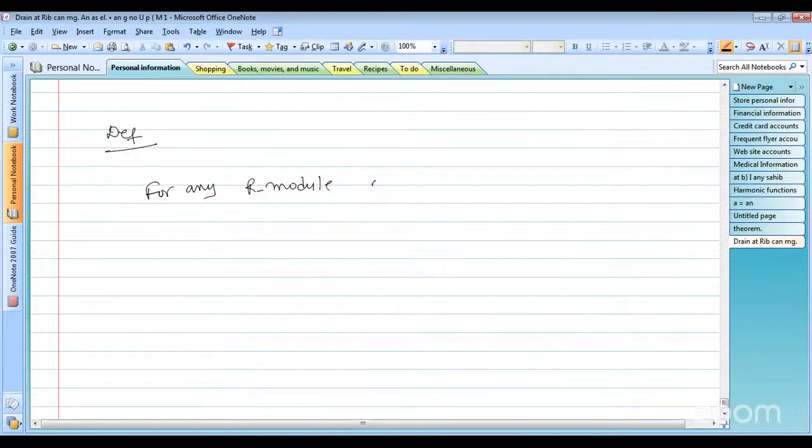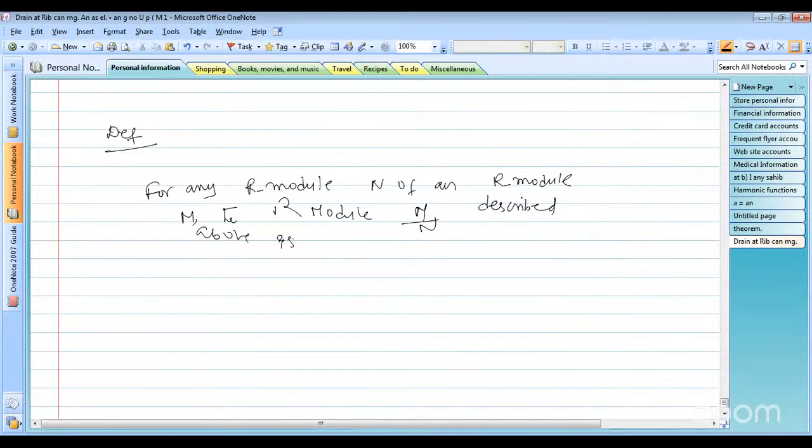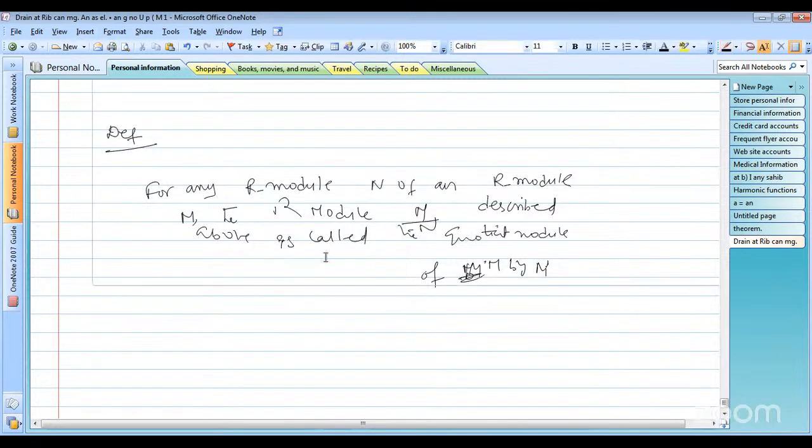For any R module, N an R submodule, the module M by N described above is called the quotient module M by N. So one theorem we have to learn here.